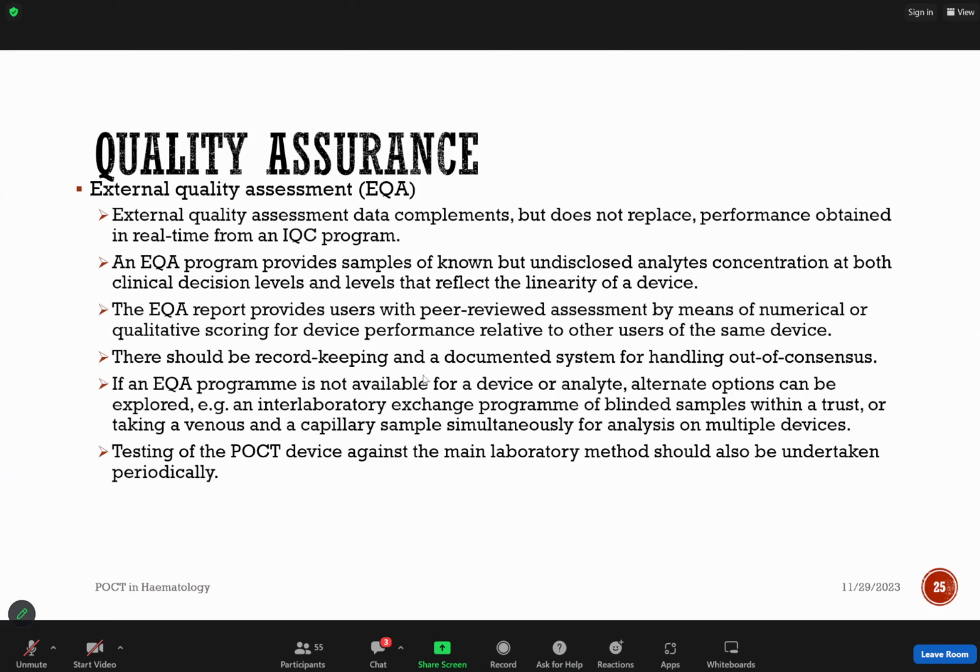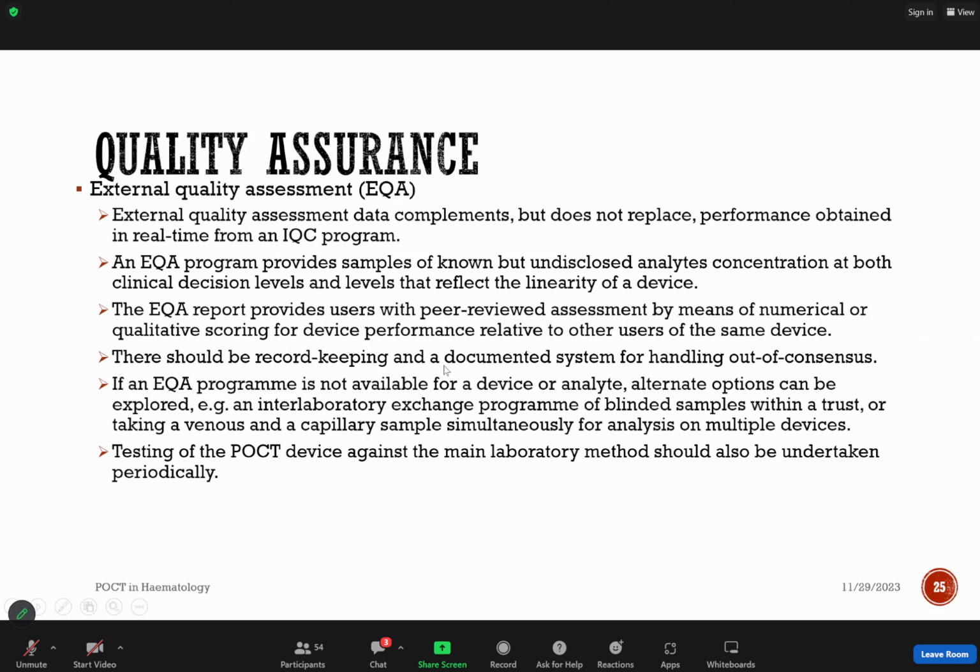Okay, next we move on to external quality assessment, the external quality program. External quality assessment data complements but does not replace performance obtained in real time from an IQC program. An EQA program provides samples of known but undisclosed analyte concentration at both clinical decision levels and levels that reflect the linearity of the device. The EQA report provides users with peer-reviewed assessment by means of numerical or qualitative scoring for device performance relative to other users of the same device.